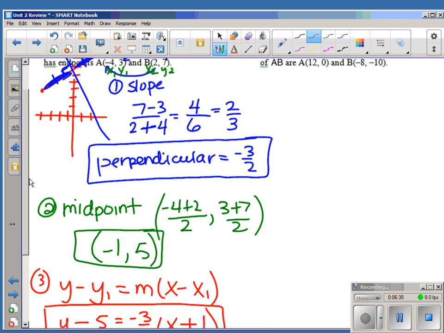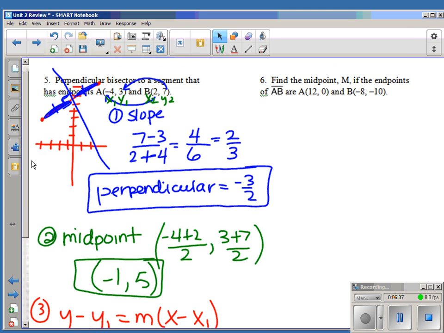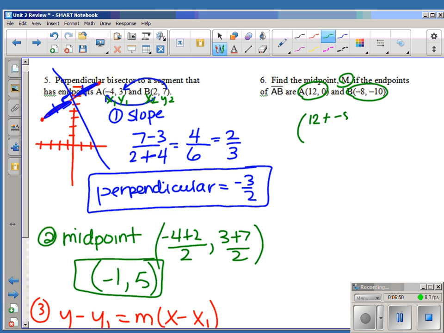All right. And this last one is kind of an easy problem now that we've done the last one. It says find the midpoint M if the two endpoints are 12, 0, and negative 8, 10. So it's not like the one on your test where you had to put the middle, you knew the midpoint. This one you just add your x's, divide by 2. Add your y's, divide by 2, and you get the midpoint to be 2, negative 5. Right, that's not one I would study because you already did that in 5 and 4, right?